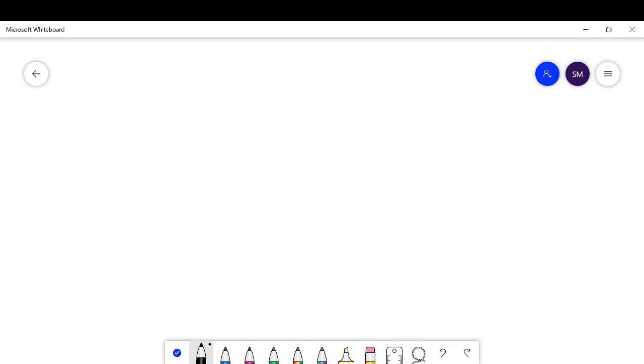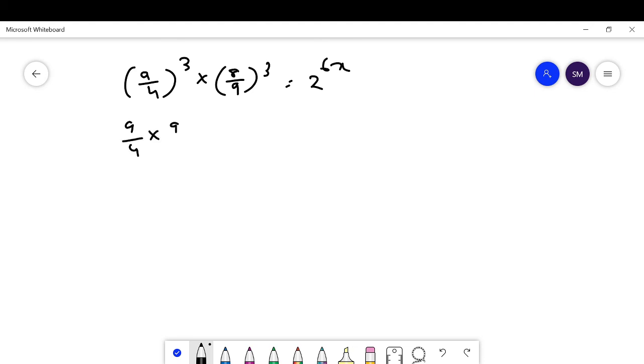Here the question is given. You have to find out the value of x. 9 by 4 to the power 3 into 8 by 9 to the power 3 equals, at the RHS, 2 to the power 6x. 9 by 4 to the power 3 means 9 by 4 into 9 by 4 into 9 by 4. 8 by 9 to the power 3 means 8 by 9 into 8 by 9 into 8 by 9.